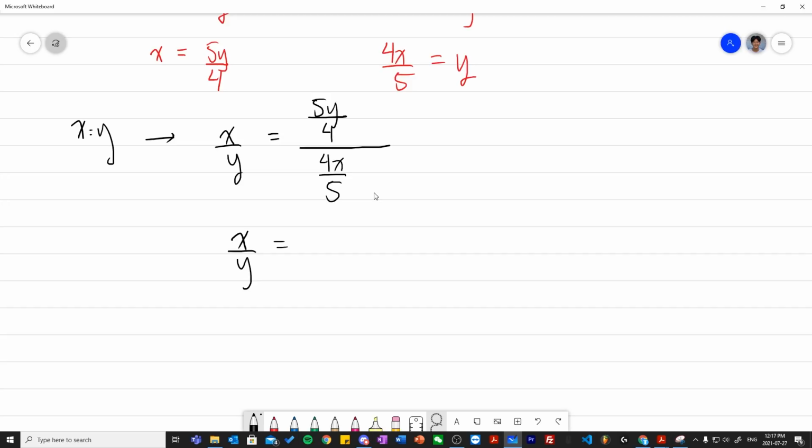All right. You guys know how to divide fractions, right? So we have this, essentially 5y over 4 multiplied by the reciprocal of this. What's the reciprocal of that?